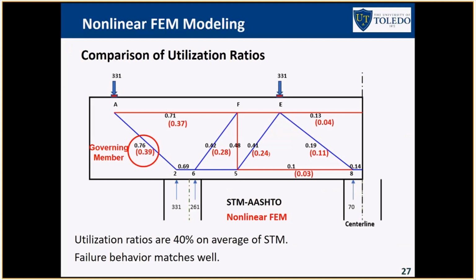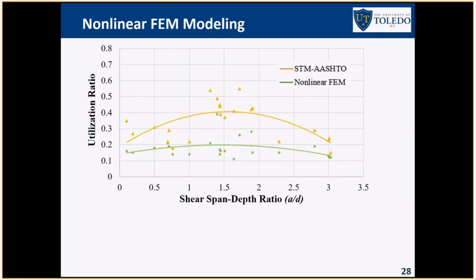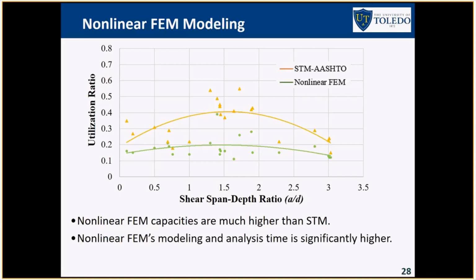We performed this test on 5 more bridges with different shear span to depth ratios, and this was the result that we plot between the utilization ratio and the shear span to depth ratio. The green one shows the result from nonlinear finite element analysis, and the capacity calculated was much higher than the Strut-and-Tie method. However, the modeling time and the analysis time required for the nonlinear finite element analysis was significantly higher. For a single pier cap, it took more than 2 days to do this calculation, whereas with STM, you can do that in less than an hour.